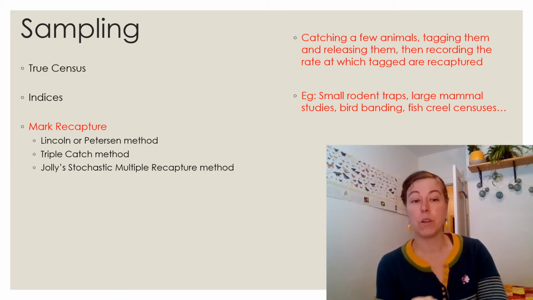In our lab manual, there are 3 different methods described: the Lincoln or Peterson method, the triple catch method, and the Jolly stochastic multiple recapture method. We're only going to practice and learn the Lincoln or Peterson method because it's the simplest, and I'm going to teach you the math for that in a different video.